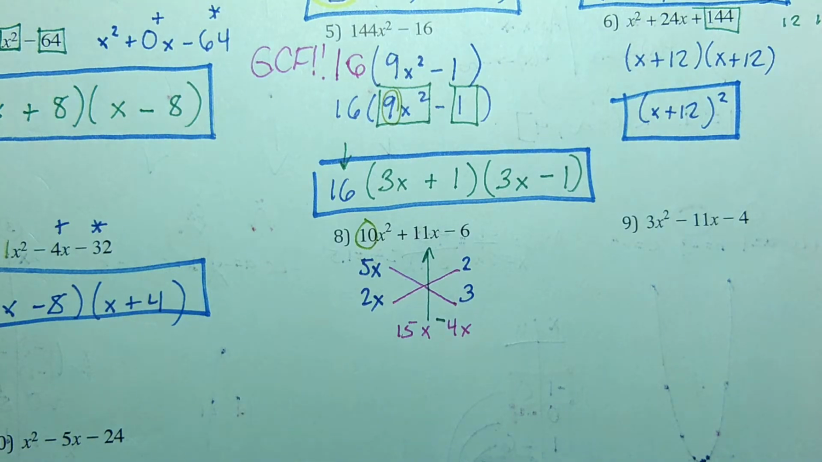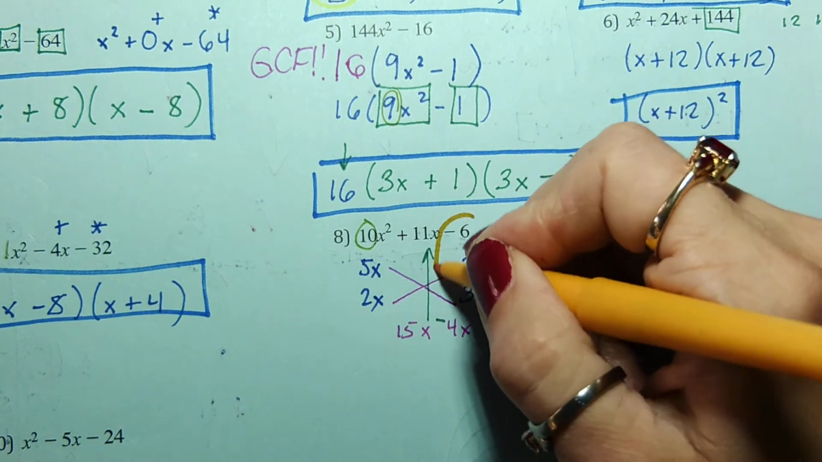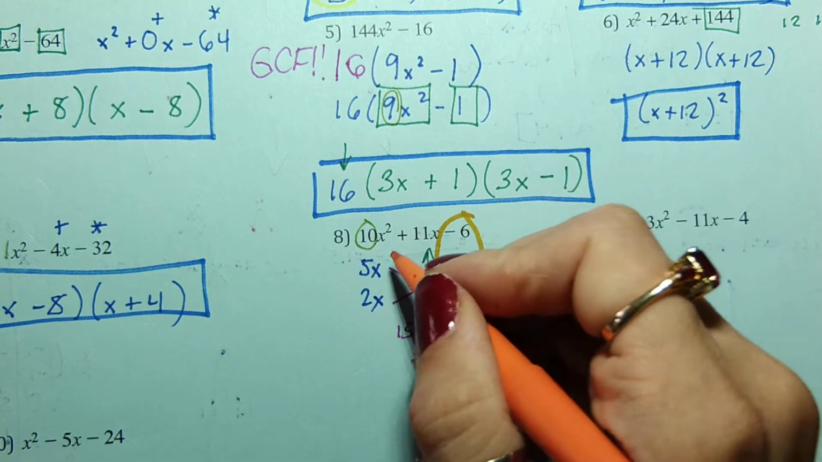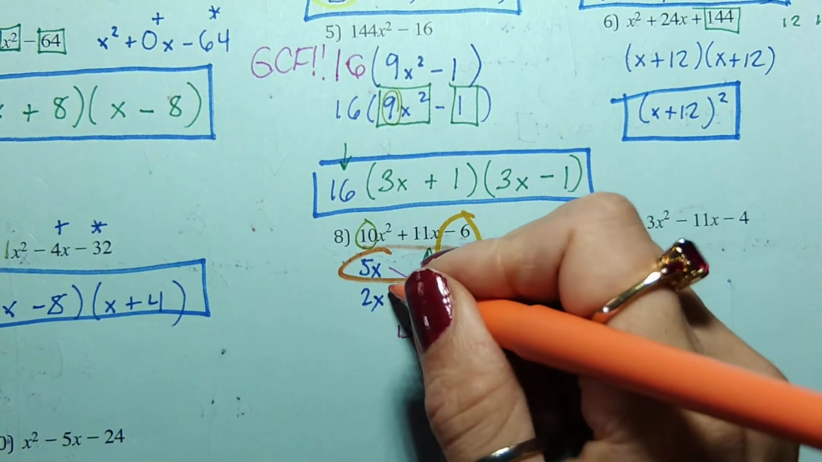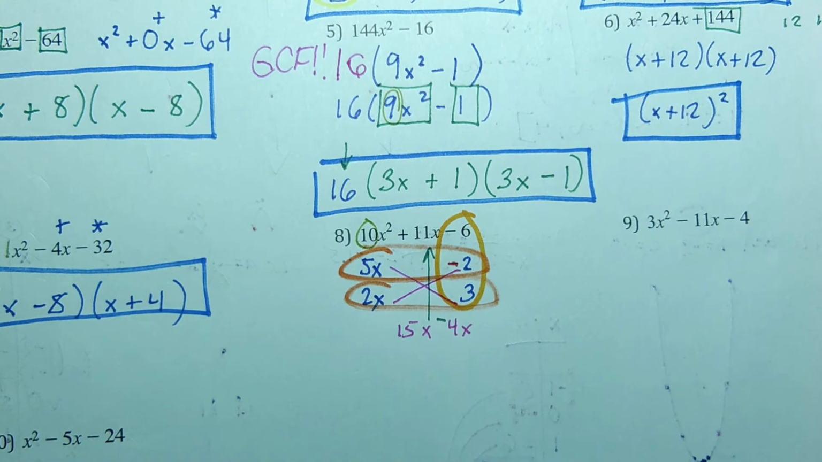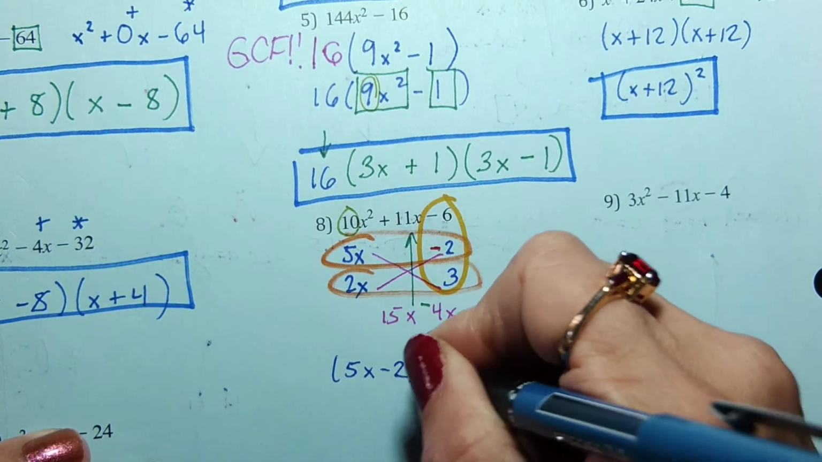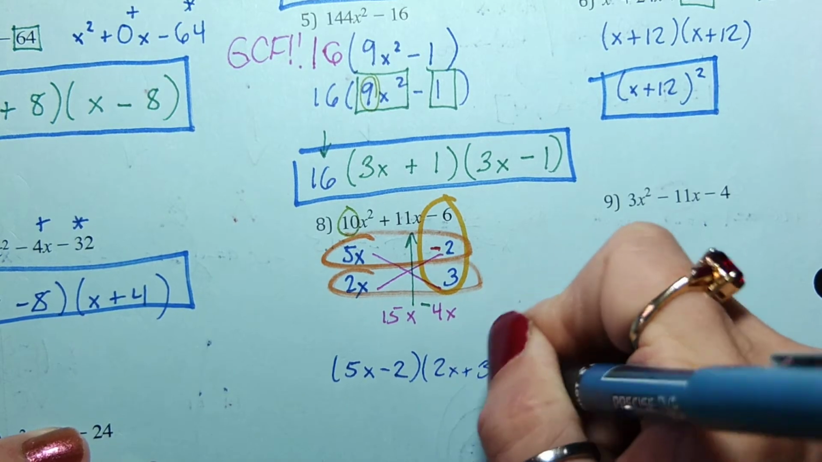So if we need the 4 to be negative, we're going to make this 2 negative, always adjusting the signs of the right numbers. And then we double check and make sure we're getting negative 6 for the product, which we are. So now, to write those factors, 5x minus 2 and 2x plus 3. Hooray! So 5x minus 2, 2x plus 3.